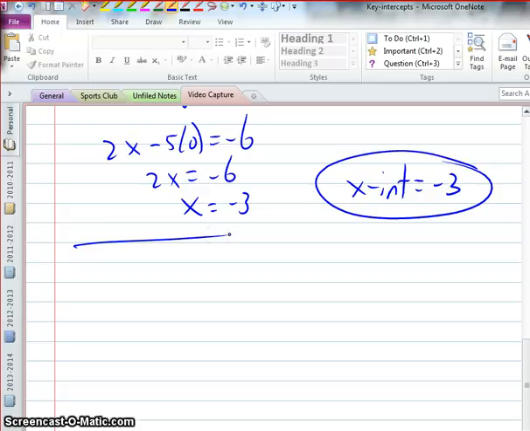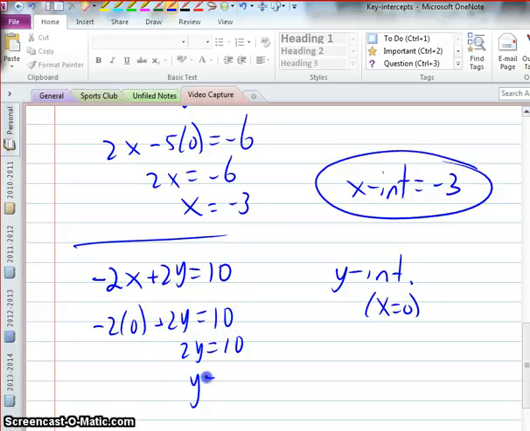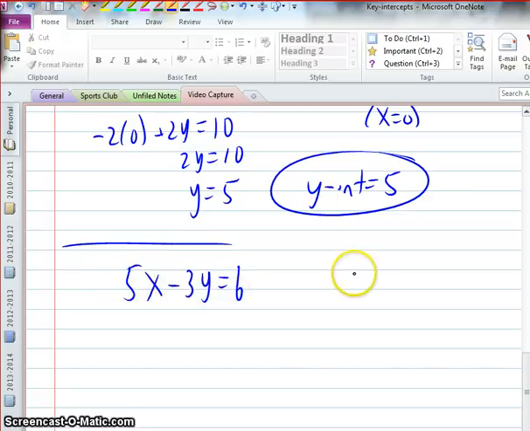Conversely, what's true about every point that's on the y-axis? It has an x value of 0. So if you want to find the y-intercept of something, simply let x equal 0. So in this case, the y-intercept is 5. So anytime you're in standard form, one of the easiest ways to do this is to find the x and y-intercept. Again, 5x minus 3y equals 6. To find the y-intercept, let x equal 0.